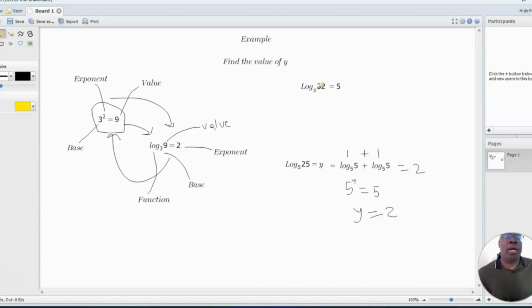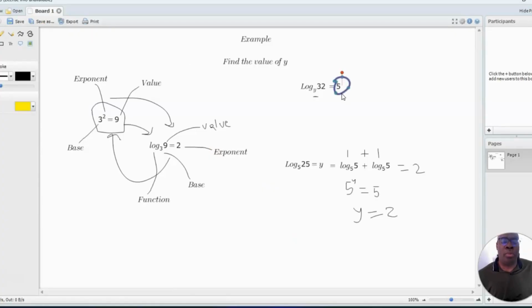Now in this case, you're asked to find the base. This time it's 32. Now you gotta think. We're given the exponent this time. And you might ask the question now. So remember, we're given the exponent this time.